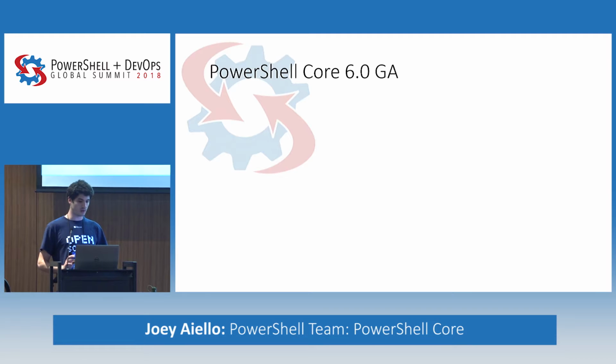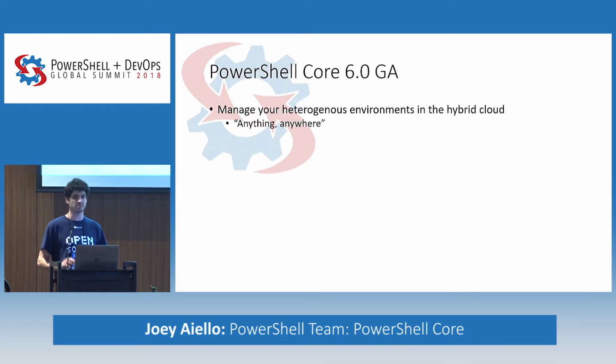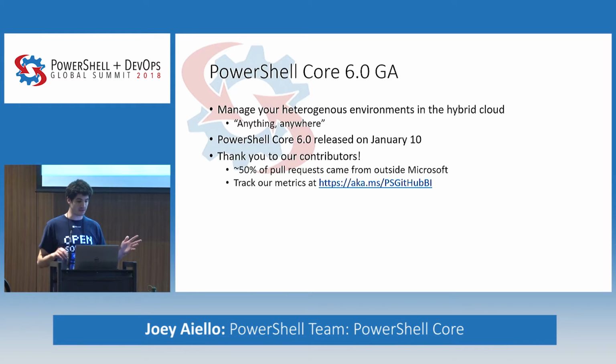So we GA'd this little thing called PowerShell Core 6 last January. This is managing your heterogeneous environments in the hybrid cloud. The phrase we're using here is anything, anywhere, right? We support Windows, Mac, Linux, and Linux distributions. You guys saw the IoT demo yesterday. We work with Azure, AWS, Google Cloud, VMware. Really the goal is for you to be able to manage everything and anything. It's released on January 10th.